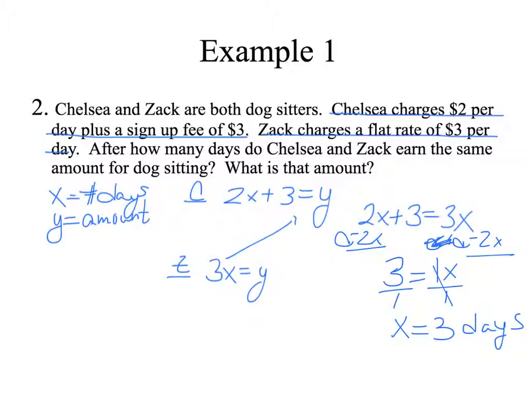Now I need to find y. It's going to be easier to use Zach's equation to find y. 3 times 3 equals y. 9 equals y. That was an amount, so $9. It is helpful to remember that if you're talking about money, money is typically your y variable, if that helps at all.